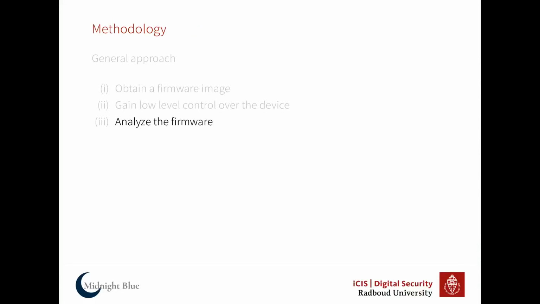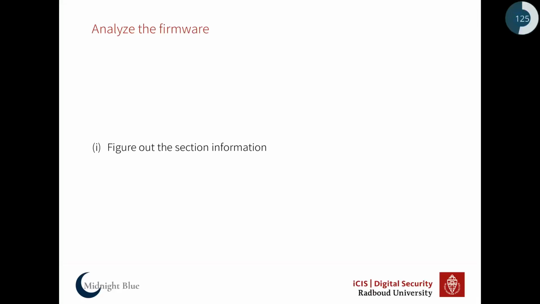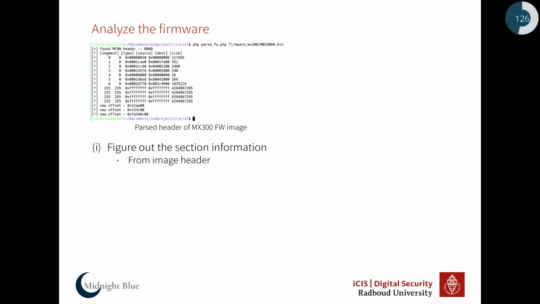So now, this is analyzing the firmware. It's basically looking at how it's implemented. That's more of an art than a science, but I'll give you a couple of hints that you probably want to take away. First, if you have the image, you want to figure out its section information. So you want to see what pages are mapped where in the actual address space. You take that from the image header. Sometimes it's obvious. Sometimes you need a little bit of reverse engineering.